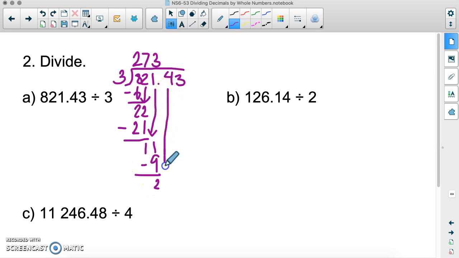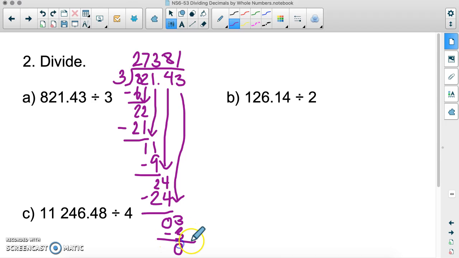Now I need to bring down the 4. So it's the exact same steps we were doing before. We just have extras. How many times does 3 go into 24? Goes in 8 times. 8 times 3 is 24. We're going to subtract. It's 0. Bring down this last 3. How many times does 3 go into 3? It goes in 1 time. 1 times 3 is 3. Subtract, we get 0.